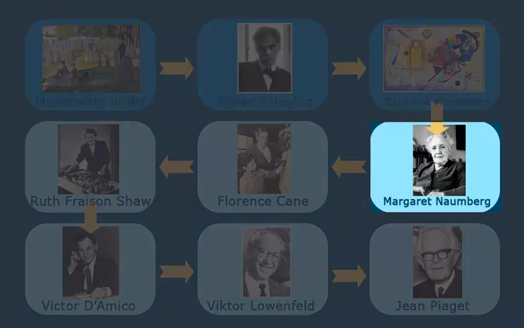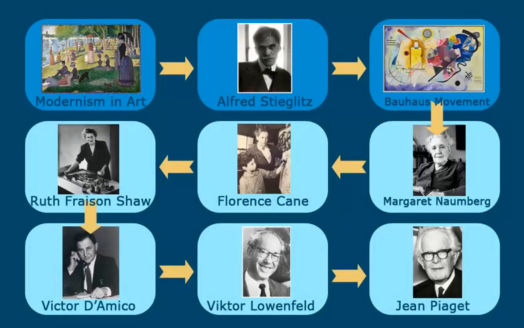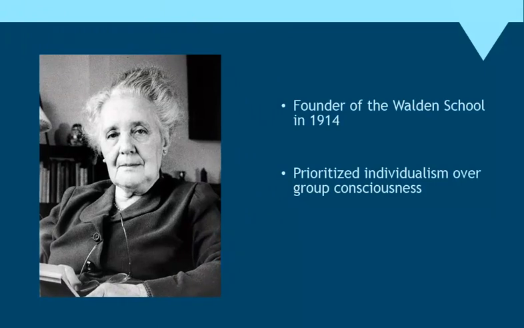Margaret Naumburg. Margaret Naumburg was the founder of the Walden School, first called Children's School, in 1914. It prioritized individualism over group consciousness. She argued that children should be free to develop a socially responsive individualism rather than adapt to social demands.